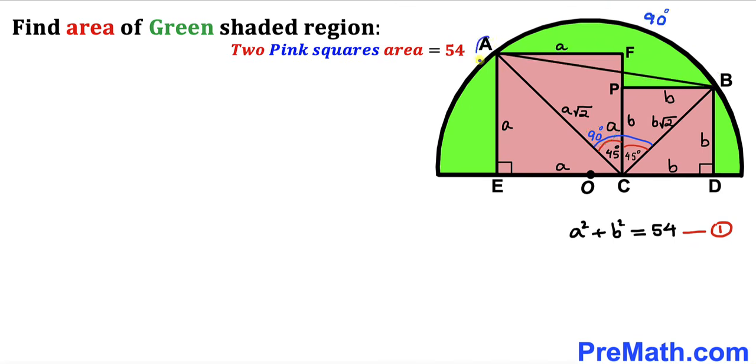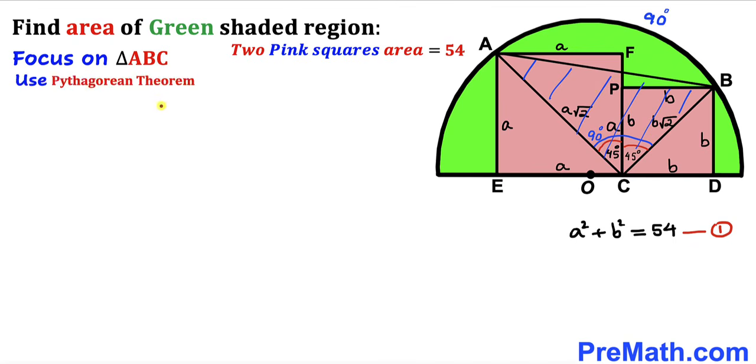I have connected this point A with this point B, and as a result we got this right triangle ABC. So therefore let's focus on this right triangle ABC, and we are going to apply the Pythagorean theorem on this triangle. And here's our Pythagorean theorem once again: a square plus b square equal to c square, and our two legs are a times square root of 2 and this leg b times square root of 2. And now we are going to calculate its hypotenuse AB.